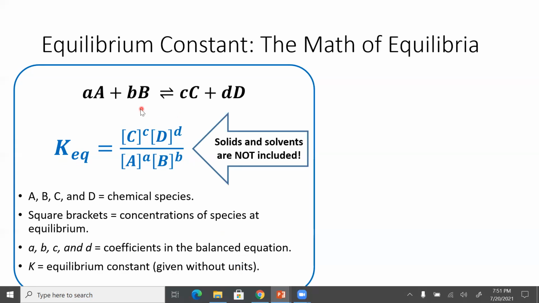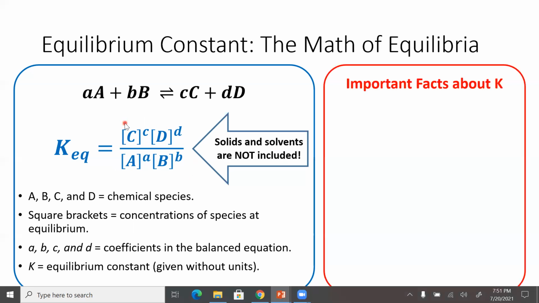And another important thing is when we write an equilibrium expression, solids are not included and solvents are not included. Liquids are not included. Gases can be included. Ions in solution can be included because we can talk about them in terms of concentrations, but solids and liquids would not be included in an equilibrium expression.